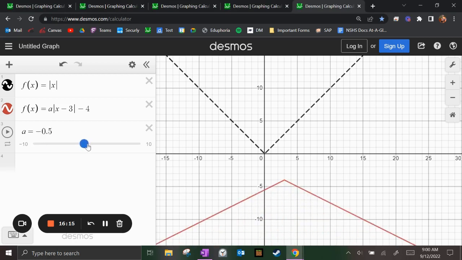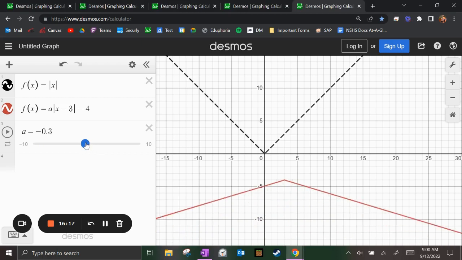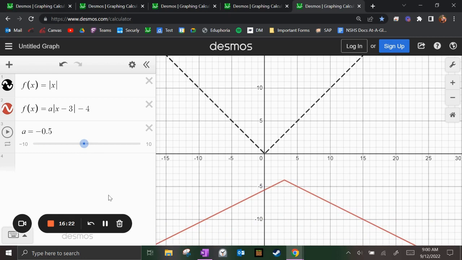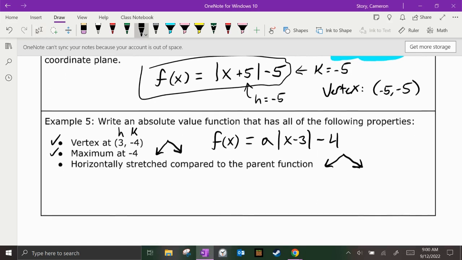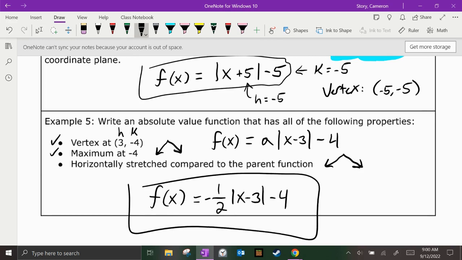But if we make a something like negative 0.5, we get something that is wider than the parent function, has a maximum at negative 4, and has the correct vertex at 3, negative 4. So it has all the properties that we need. So let's just do this one. So the way we would write it is f of x is equal to negative 1/2 absolute value of x minus 3 minus 4. And this would have all the properties that we wanted.